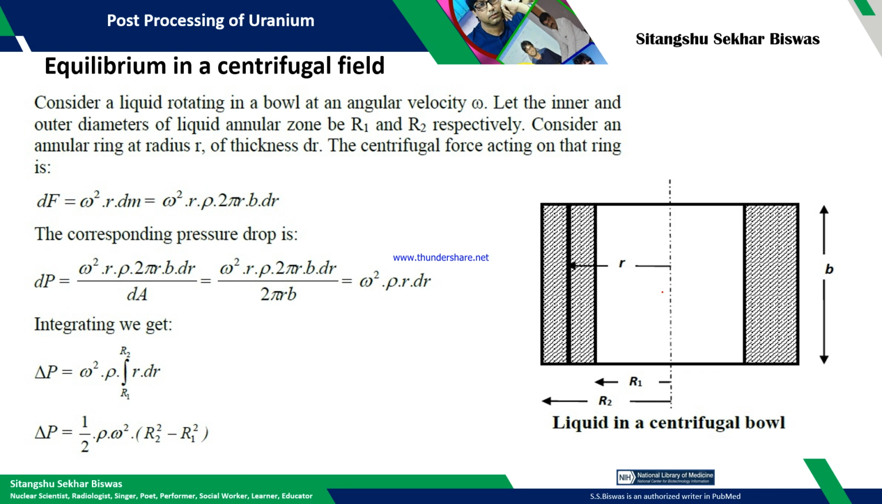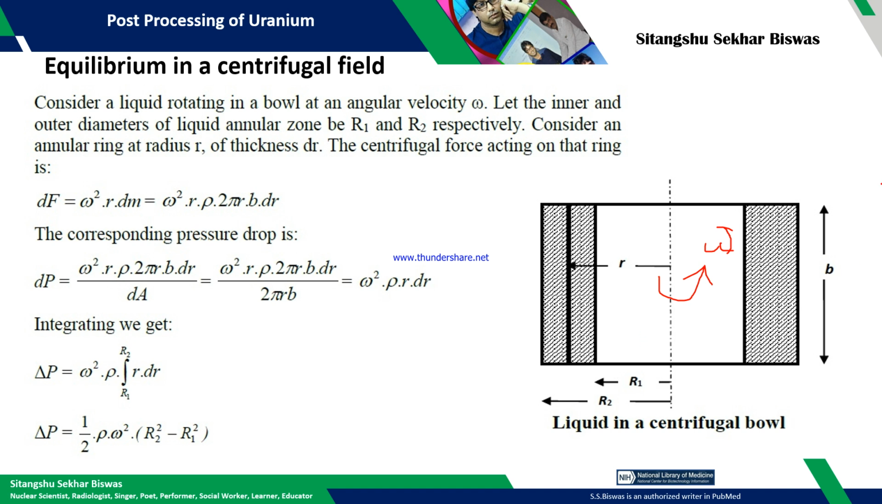Say this is a container. This is the axis of rotation, and it is rotating with an angular speed of omega. There is an annular path where the liquids are kept, and the distance from the axis of rotation to the inner wall of this annular area is R1, and the distance to the outer wall is R2.